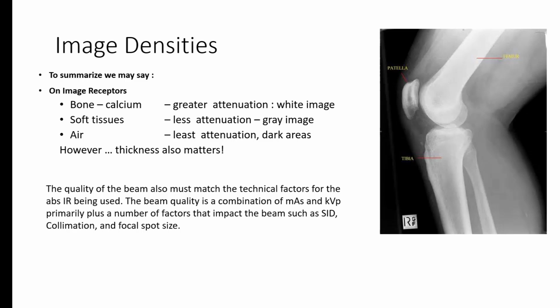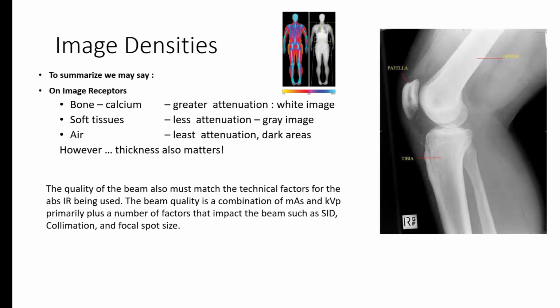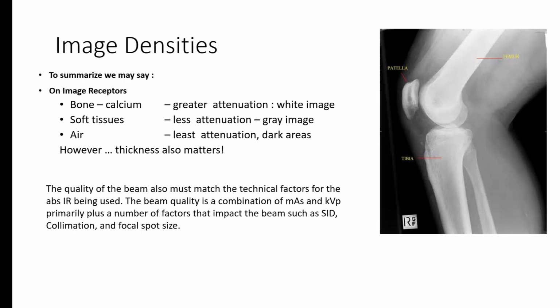Well, to summarize this, we might say we're doing a paint by number with light and intensity. So really what we're looking at here is different image densities. And we have bone or calcium, soft tissue, air, and it is a combination of the atomic number and the thickness of the tissue that creates the attenuation. Anything that is attenuated does not reach the image receptor.